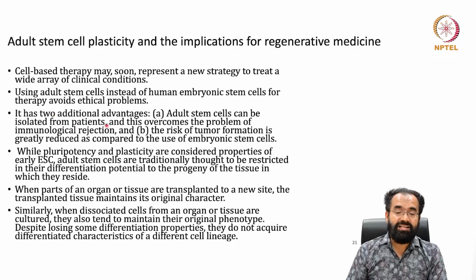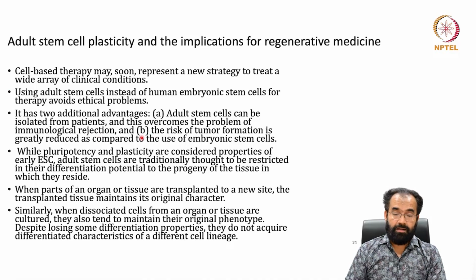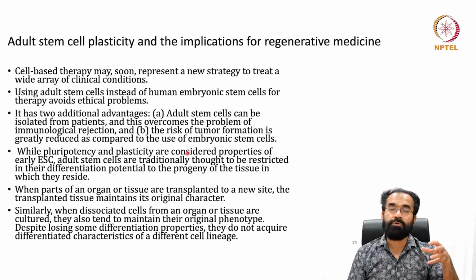It has two additional advantages. Advantage A, adult stem cells can be isolated from patients, and this overcomes the problem of immunological rejection because it is from self. There is no question of non-self. Advantage B, the risk of tumor formation is greatly reduced as compared to the use of embryonic stem cells. Because embryonic stem cells, even if they are iPSC cells, they are tweaked.